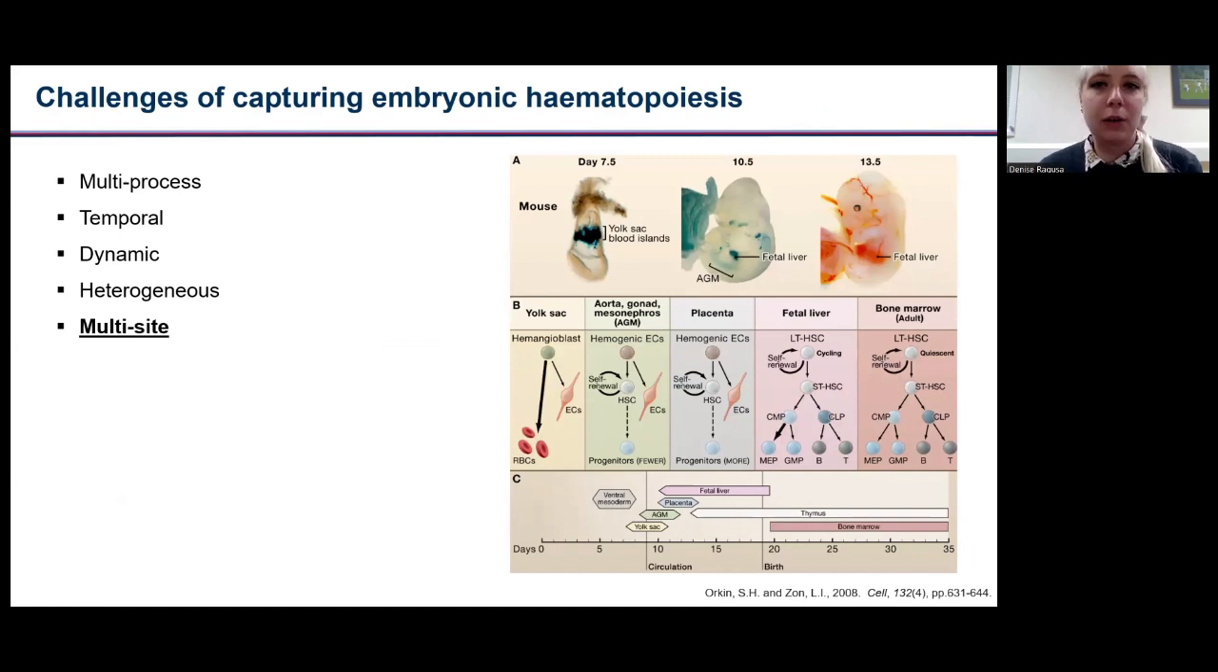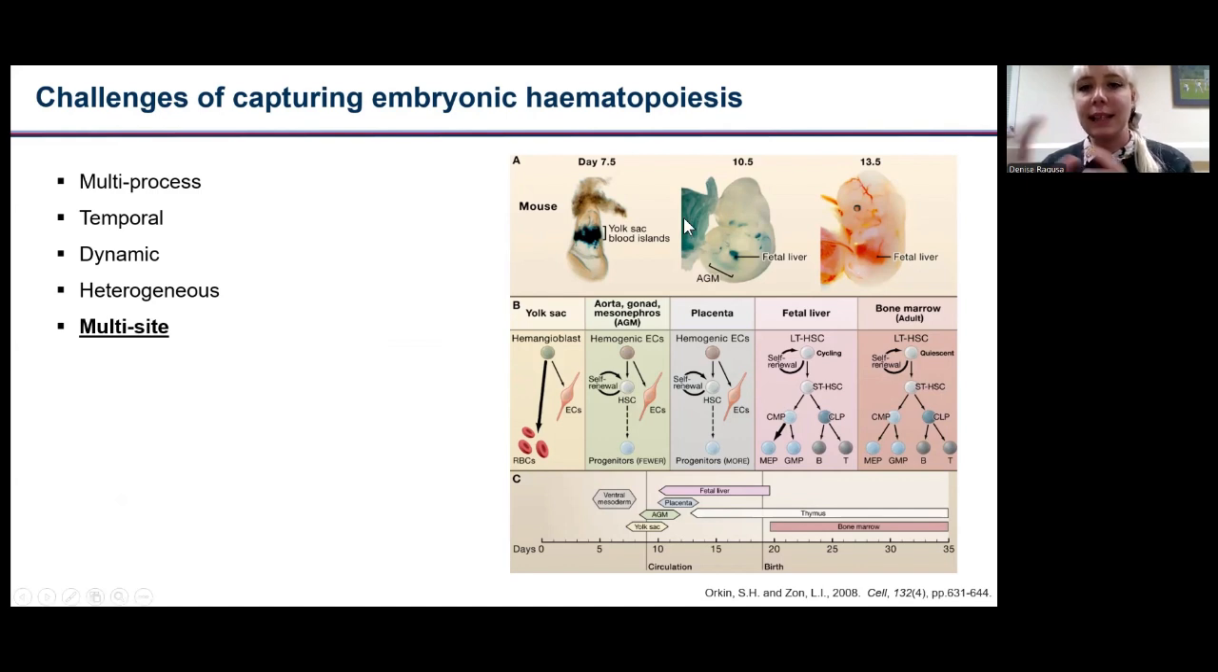So the bone marrow already in adult hematopoiesis is complex. The embryonic one has the added issue of multiple sites. And again, not to go too much into the details of the cellular outputs of embryonic hematopoiesis, it's just important to remember that embryonic hematopoiesis begins in the yolk sac, then continues in the fetal liver, and in the fetal liver there will be an expansion of these hematopoietic sites, and that will give rise to the bone marrow and the definitive hematopoietic system.